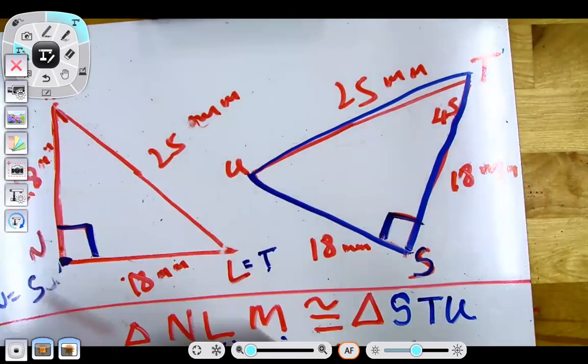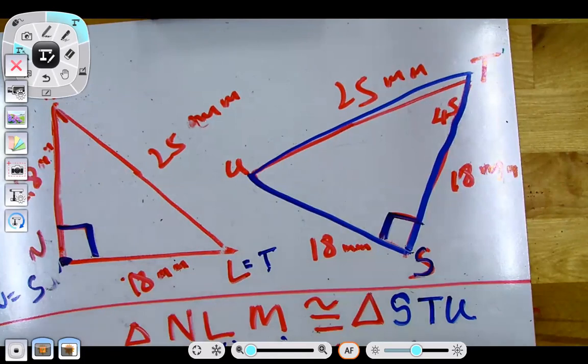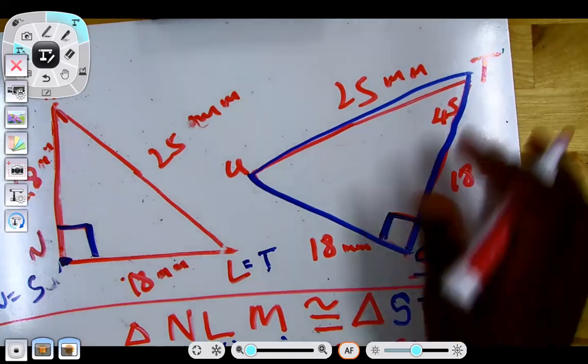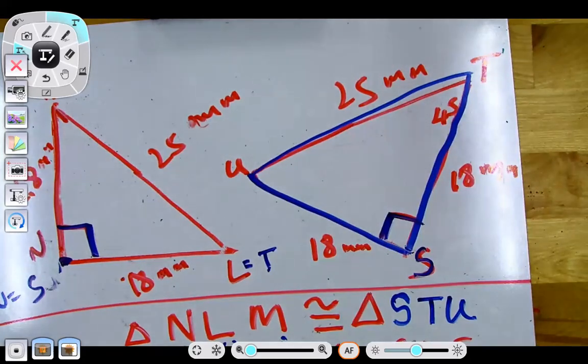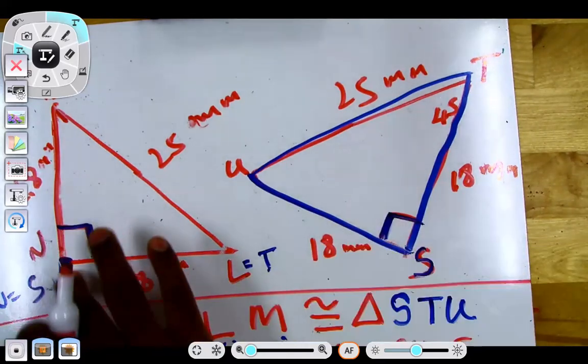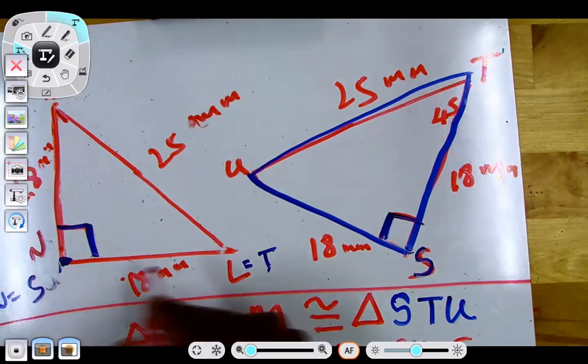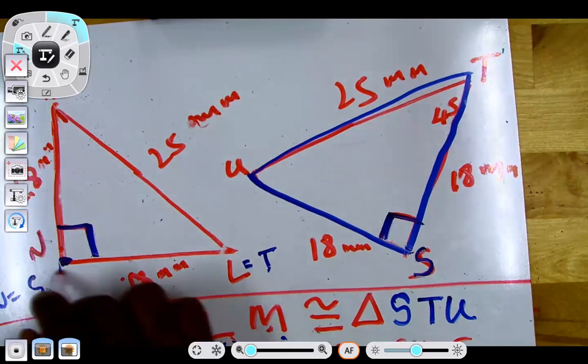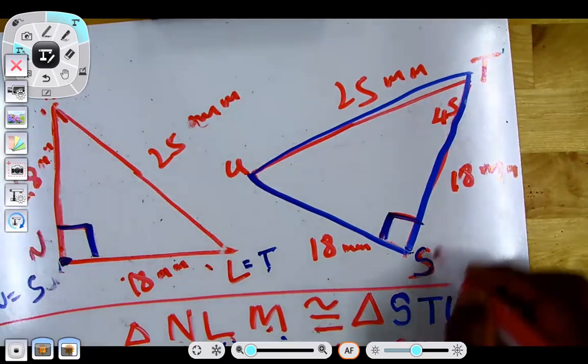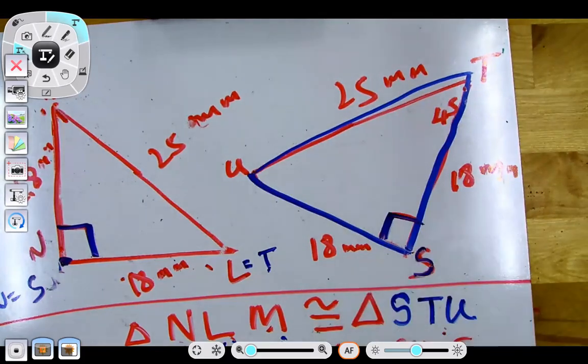If you put the T on the top, because that also 18 millimeter. But for the sake of it, I just want to come with STU like in order. So we just put S in here and the T over here to match up and the U on the top. And then I write the same order as this one. NLM, NLM, and here STU, STU. Even if you write SUT, it's fine, but I prefer STU, all right?